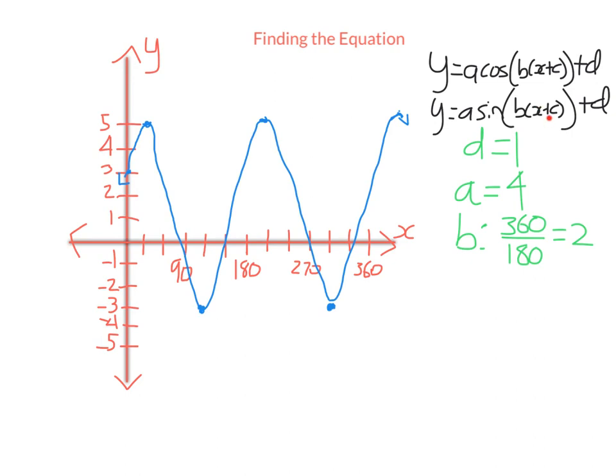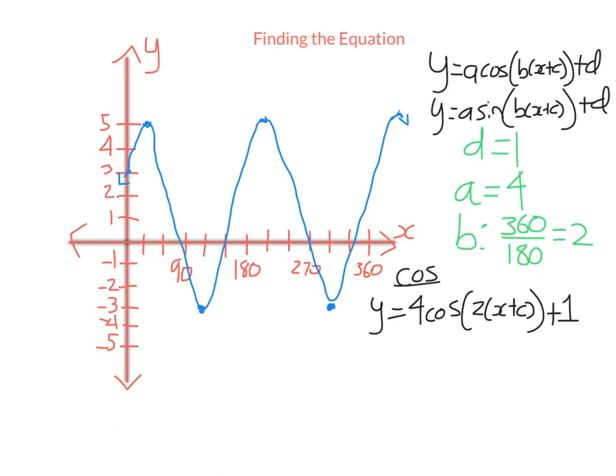So now we have to find c. So the value of c will be different depending on whether we have a cos or a sine graph. It's actually really easy to find c for cos graphs, not as easy for sine graphs. So let's say, for example, that this is a cos graph. So I know from the values I've just calculated, if this is a cos graph, it will be y equals a cos b, x plus c, plus d.